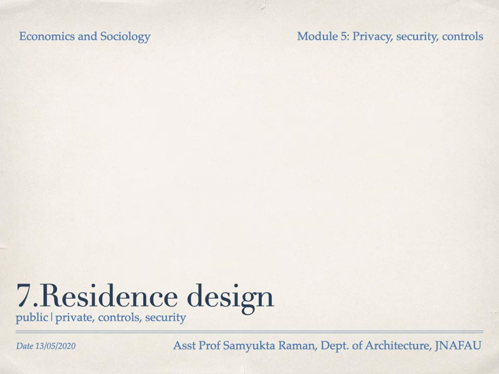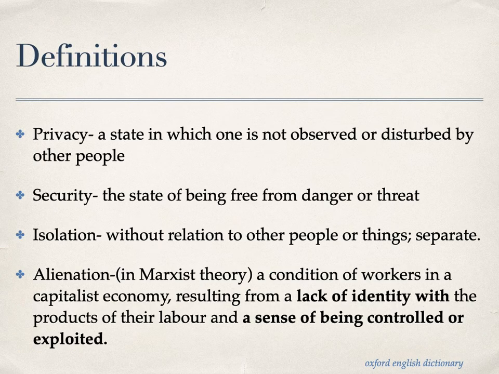Today, we shall deal with the issues of privacy, security, isolation, and alienation in the residential context. First, the definitions of what we will be dealing with today. Privacy is a state in which one is not observed or disturbed by other people. Security, the state of being free from danger or threat. Isolation is being without relation to other people or things, separate. Alienation is a lack of identity with or a sense of being controlled or exploited by another force.